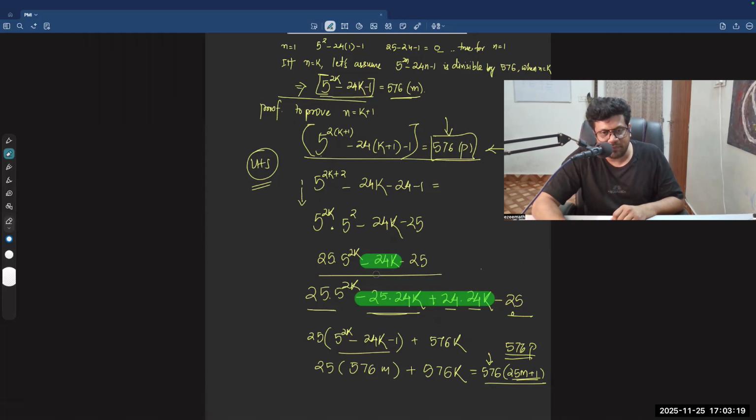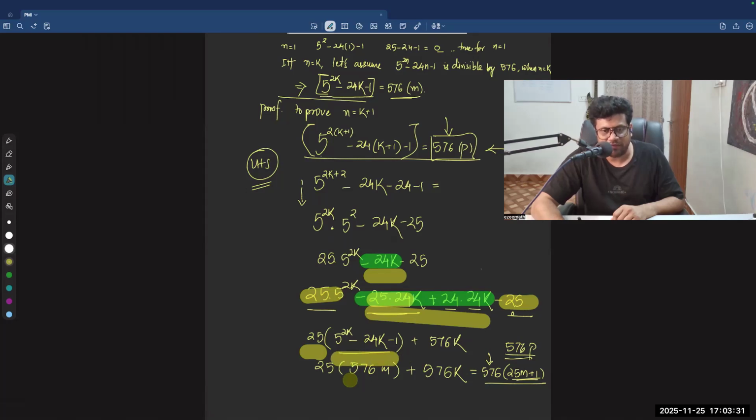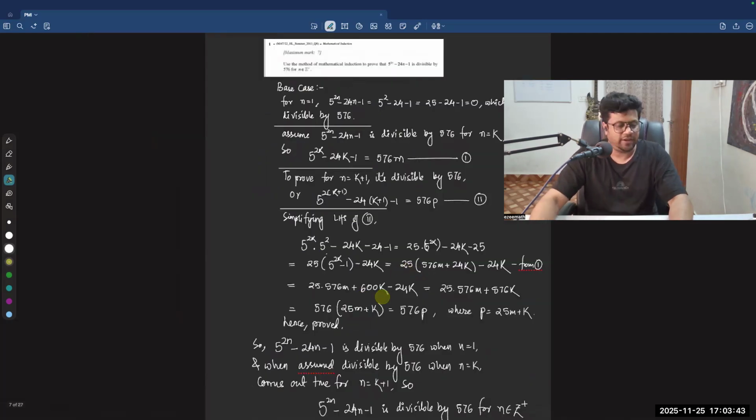What I did is I split this thing into these two, for me to be able to take a 25 out common from the first, second, and the last term, so that you remain with a 576m from the inductive hypothesis in your proof. And now the whole thing is a multiple of 576. That's your proof. I'll show you another way of approaching the same question.